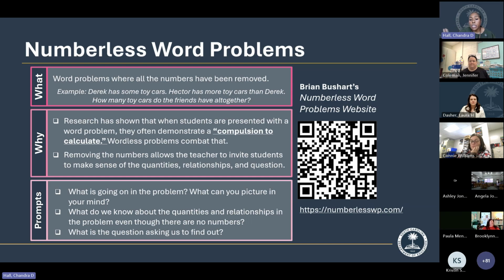A really, really good resource for these numberless word problems, I've included to the right of the screen. They have lots of numberless word problems already created for you. They come in slideshows where they give you a numberless word problem in the beginning, and then they gradually add in quantities, and then you continue to make sense of the word problem. And they have them according to schema and according to grade level. So please check that out.